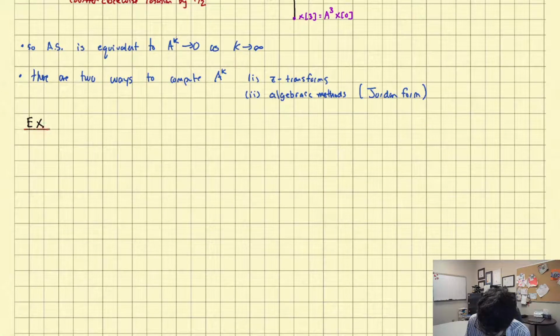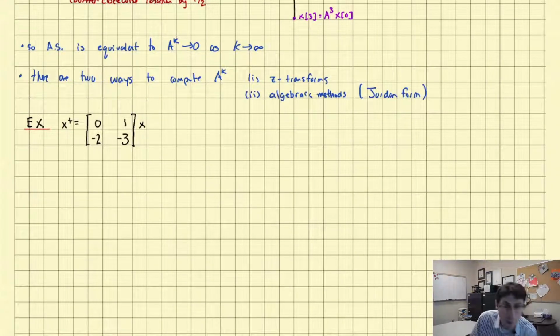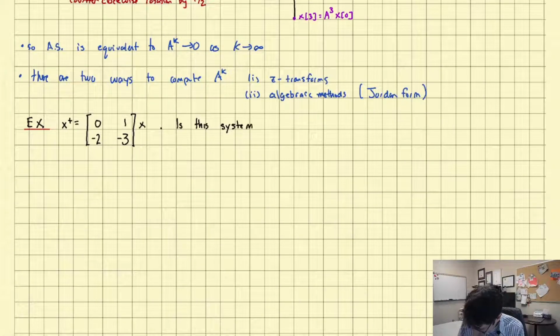Not from the notes. Okay, so in this example, we have the following system. We want to know, is this system asymptotically stable? Does the state go to 0 for any initial condition? So what we're going to do in this example, we're going to compute the state transition matrix using these two methods, and then we'll determine whether or not it's stable. So method 1.